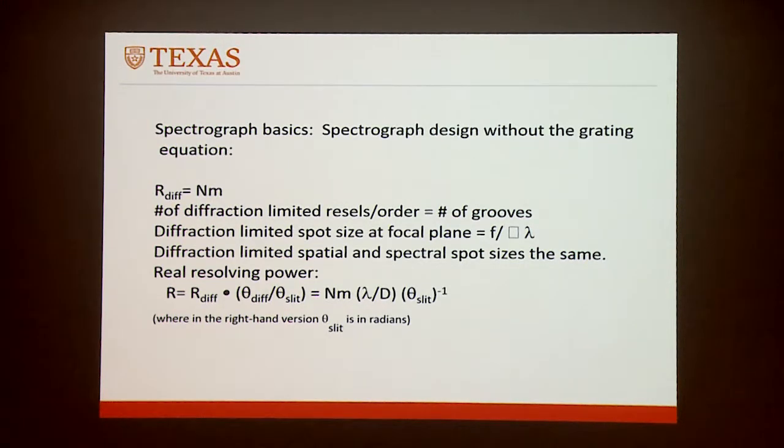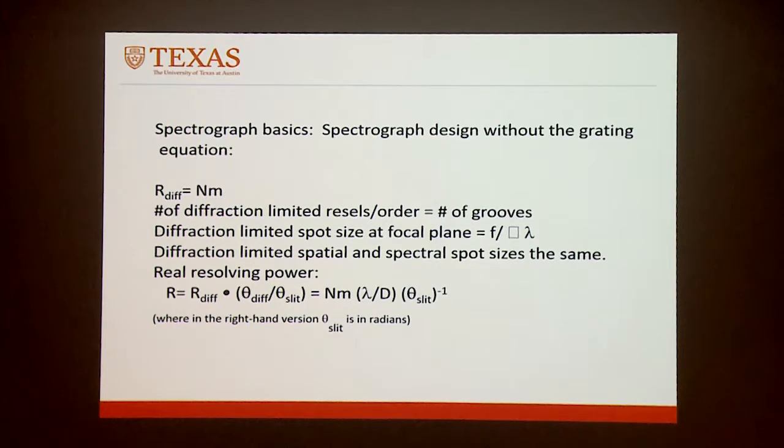So the diffraction limited resolving power is equal to the number of grooves, n, times the order, m, that you're in for the spectrograph. So that's one rule. The number of diffraction limited resolution elements per order equals the number of grooves in your grating. The diffraction limited spot size at the focal plane is just the F ratio times lambda. So that square is a times sign. I don't know why it turned into that.